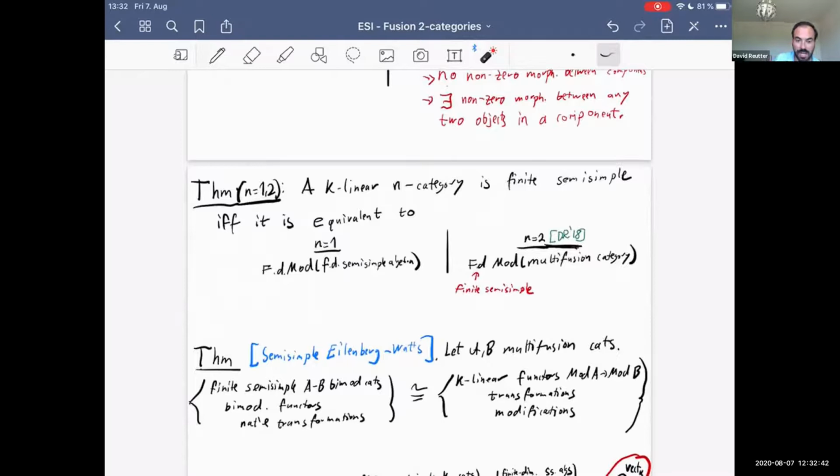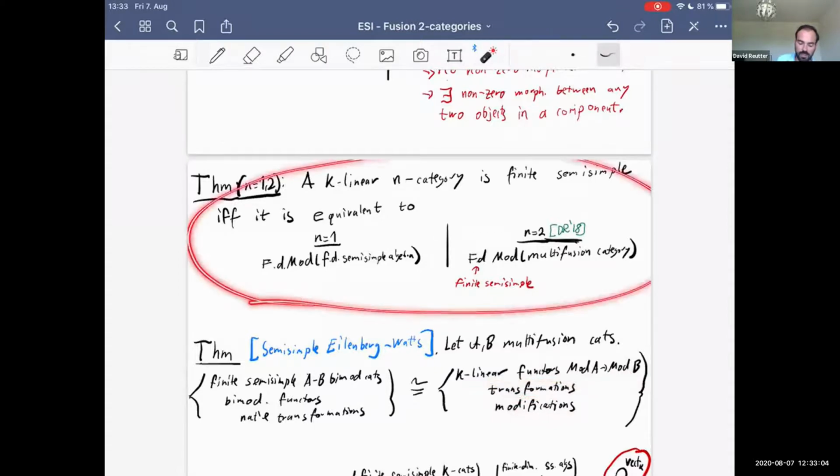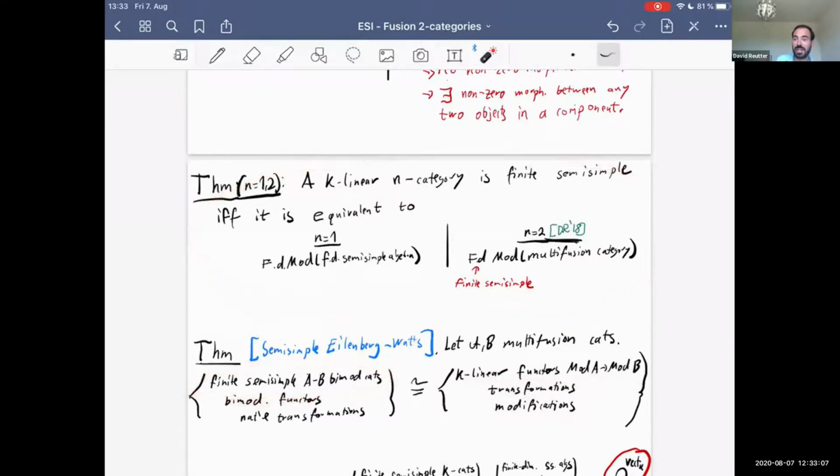More generally, we get what we were aiming for, this desideratum, the semisimple Eilenberg-Watts theorem, which tells us that if A and B are multi-fusion categories, I can look at the 2 category of finite semisimple A-B bimodule categories, bimodule functors and natural transformations. And this is in fact equivalent to the 2 category of k-linear functors from mod A to mod B, transformations and modifications. So moreover, I also get the statement that bimodule categories turn into functors. And now I'm in business, right?